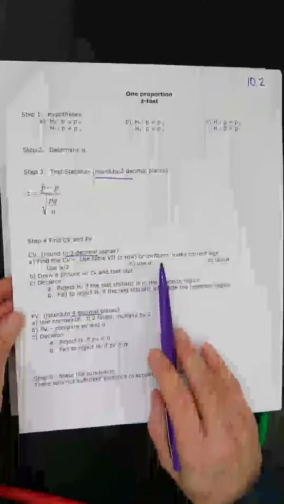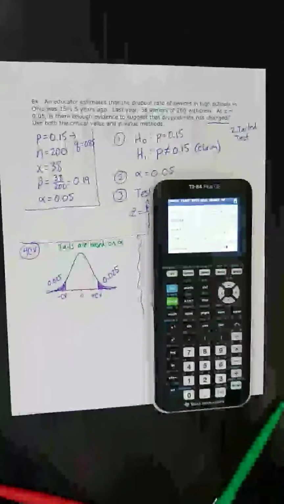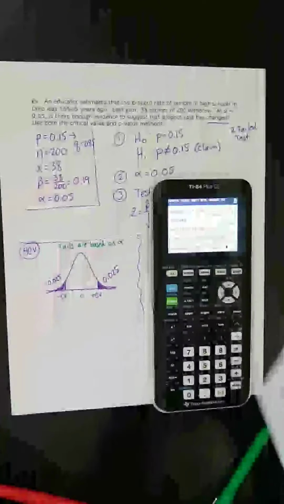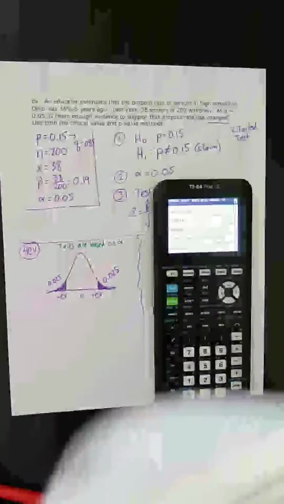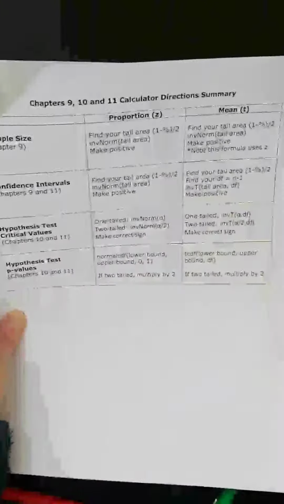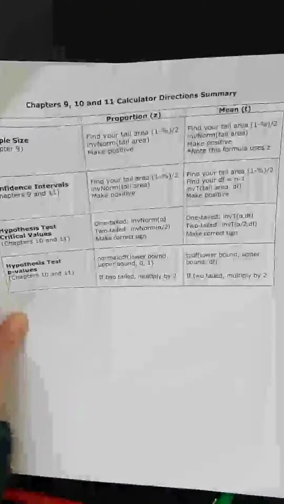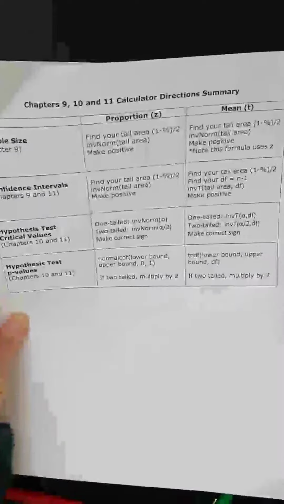Okay, if you're doing the critical value approach and you're trying to find the critical value, you can either use table 7 with the 0, or you can use inverse norm. When we get over into the p-value approach, we're using normal CDF. So we do a lot of different things in a lot of different cases. These summary sheets are really going to help remind you what to do when. And while we're talking about that, the very last page of the summary packet just tells you all the calculator stuff. So it gives you a summary of the calculator directions for sample size, confidence intervals, our hypothesis test, critical values, and p-values. So this is a really good resource as well.